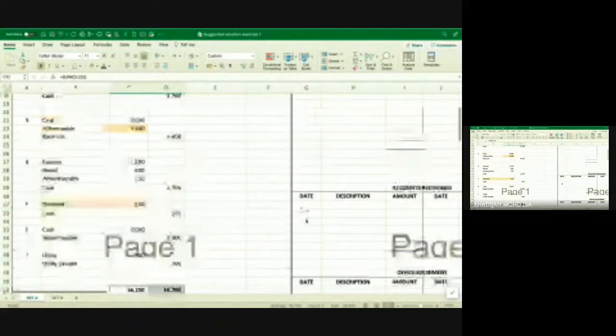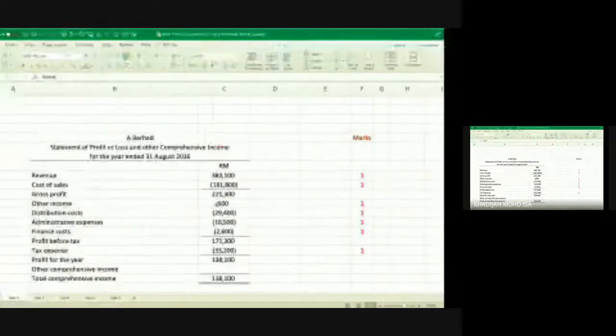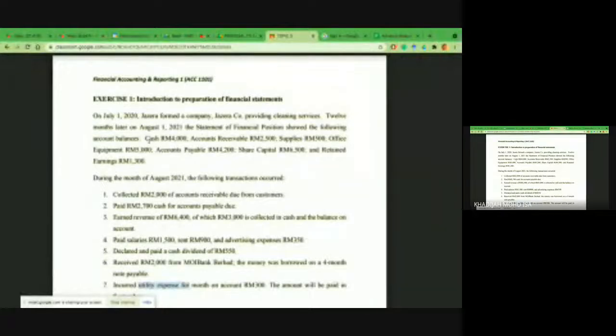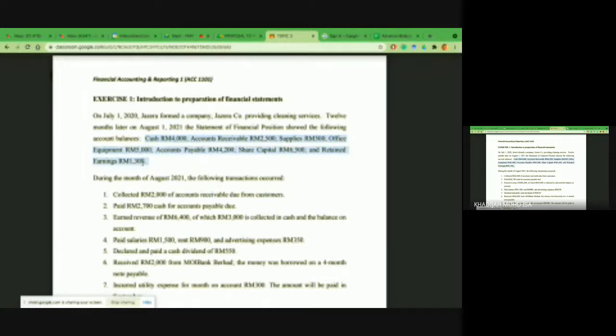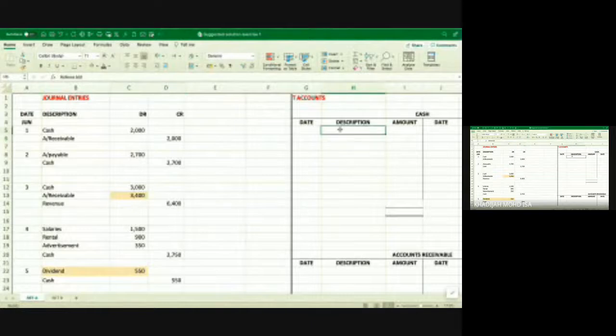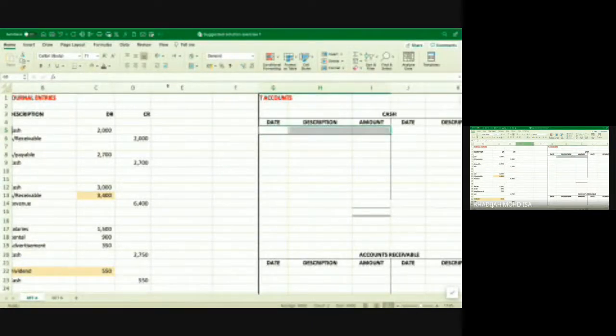T accounts, how are you going to do that? Remember that before you post your journal entries, you are given the opening balance. So all this opening balance, you have to open up the accounts respectively, and then you put in that amount as the opening balance. For example, you have a cash of 4,000, so you have balance brought down 4,000 in your cash account. So when you have all these balances brought down, you just open up all of the accounts mentioned.